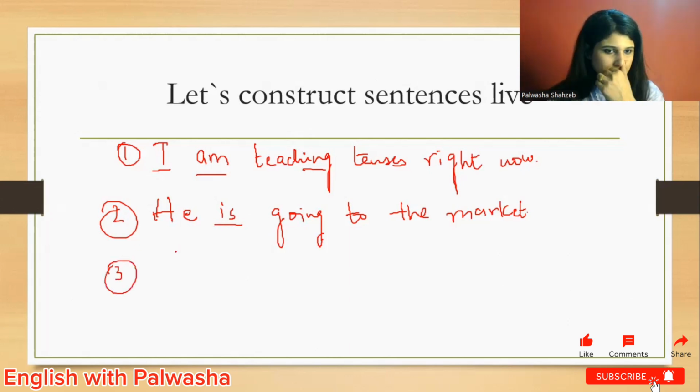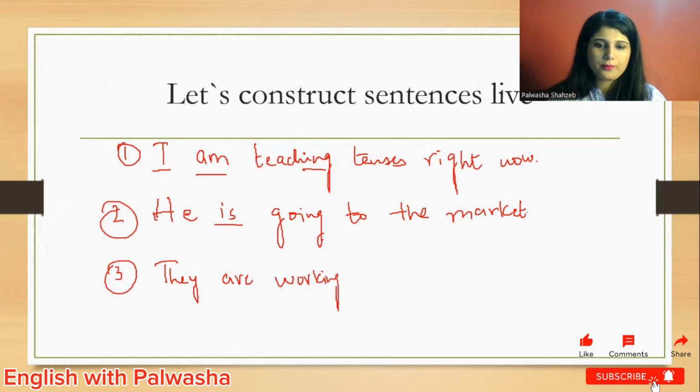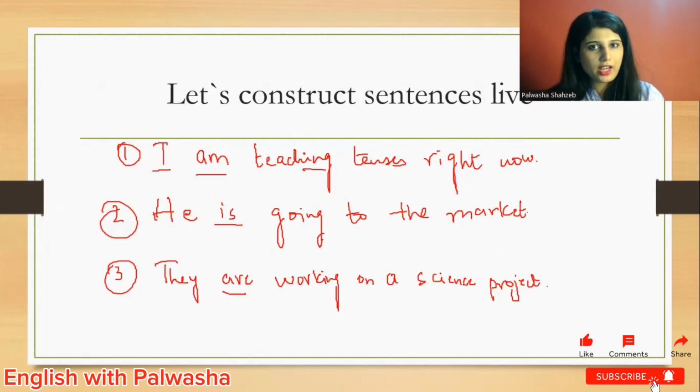All right. Now, they. They are working on a project. They are working on a difficult project, or maybe they are working on a science project, to make it more specific. So then that's going to be a proper, appropriate sentence. With they, we, you, we have to use are. So they are working on a science project, right?